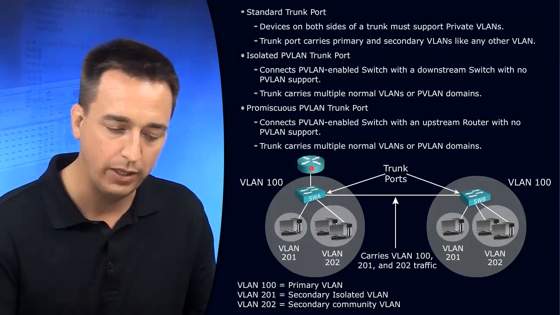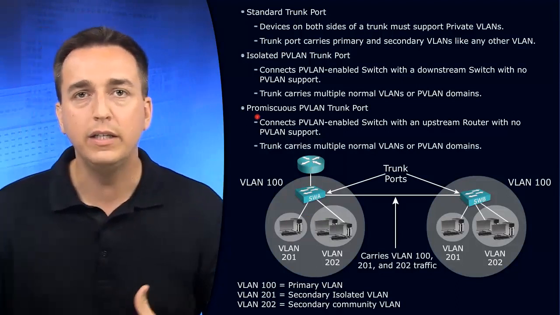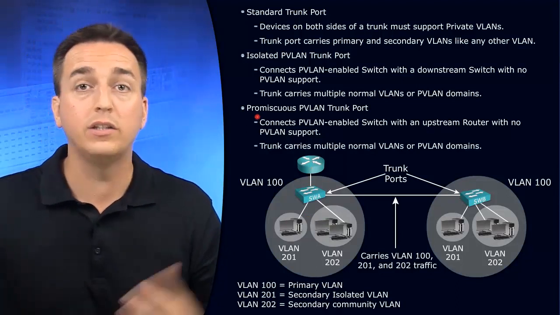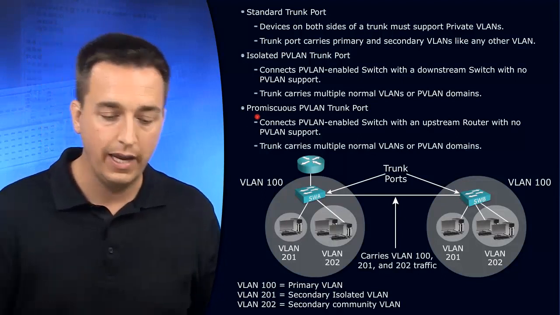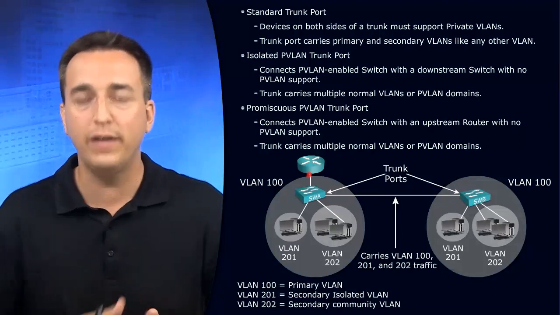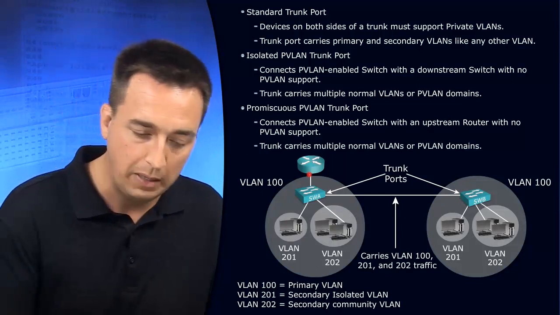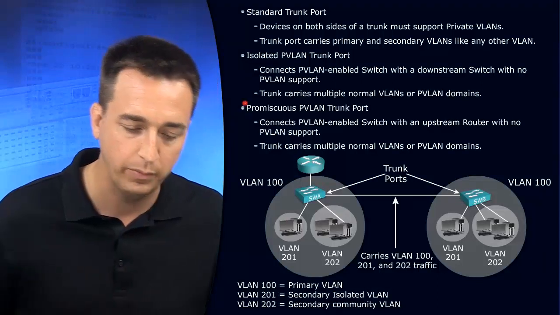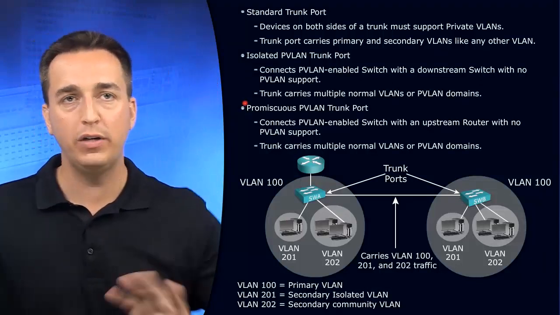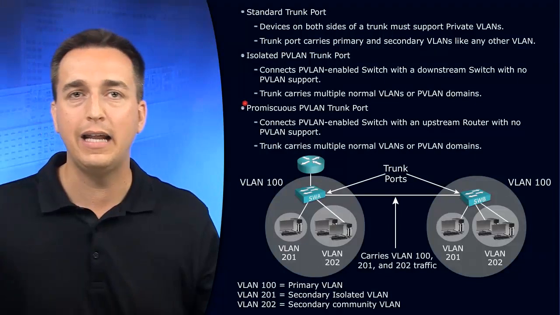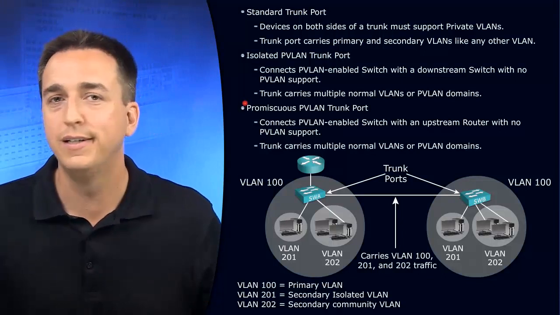Now, what about the uplink? It is quite possible that the upstream router doesn't support private VLANs whatsoever. And if that is the case and you have sub interfaces, end-to-end VLANs, a really complicated scenario, you might have to set up the port as a promiscuous VLAN trunk port. And this is going to give you that ability to connect your private VLAN-enabled switch to that upstream router that doesn't support private VLANs at all.